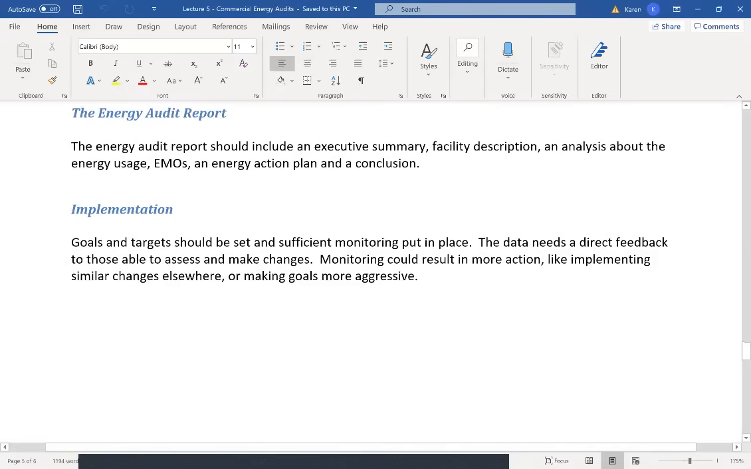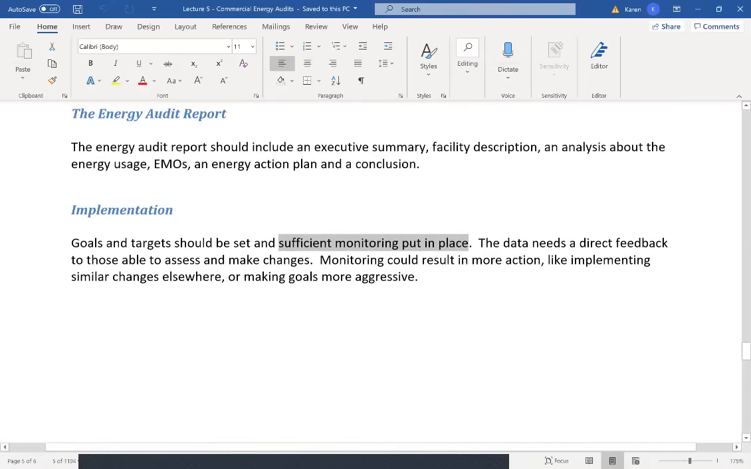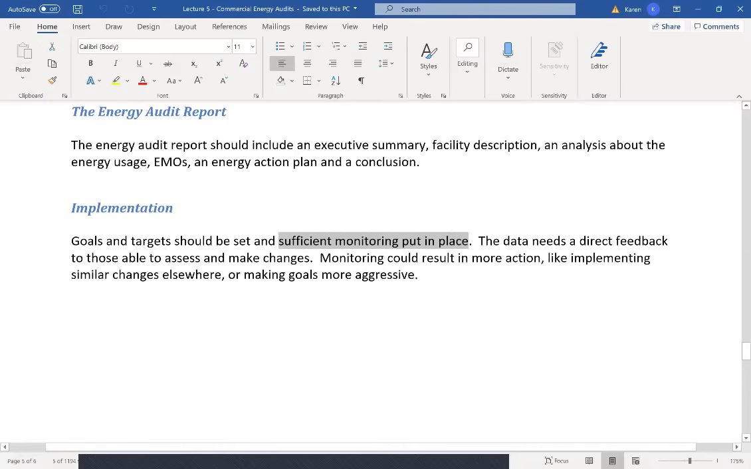Now, implementation basically means that you make the changes, but you also have to be careful to set goals and targets. Goals and targets should be set with sufficient monitoring put in place as well. So this ASHRAE 1, 2, 3 level energy auditing procedure doesn't specifically tell you how to do the monitoring and the goals and targets. It's not like the ISO system where it is built into the system, where you would be doing that continuous monitoring.